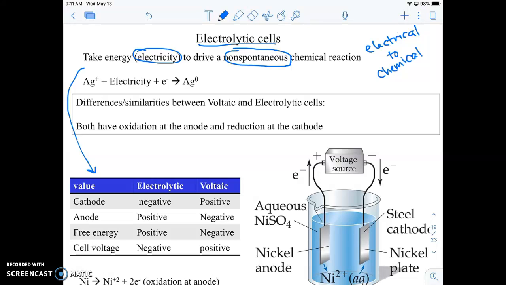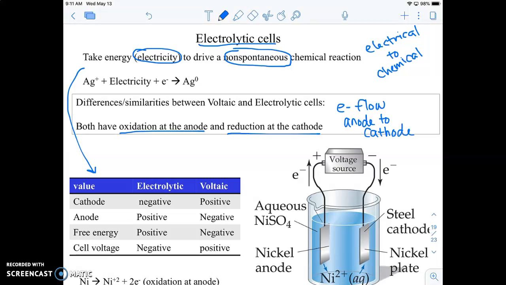There are things that they have in common. So if you think about N-ox and Big Red Cat, those rules still apply. Oxidation still occurs at the anode, reduction still at the cathode. We still have electrons flowing anode to cathode, so that direction doesn't change. So those are things that they have in common.